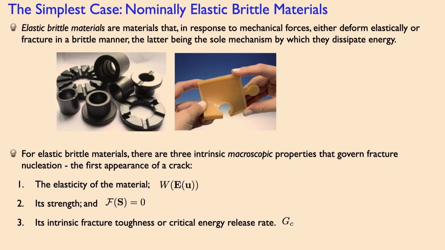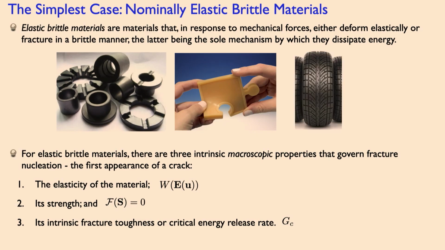So sure, the deformations are finite. They're still elastic, and so according to this definition, this qualifies. The same is true for natural rubbers and synthetic rubbers. So what we know at this point is that for elastic brittle materials, there are 3 intrinsic macroscopic properties that govern fracture nucleation, the first appearance of a crack. They're the elasticity of the material, its strength, which I'll define here in a moment, and its intrinsic fracture toughness or critical energy release rate, GC.